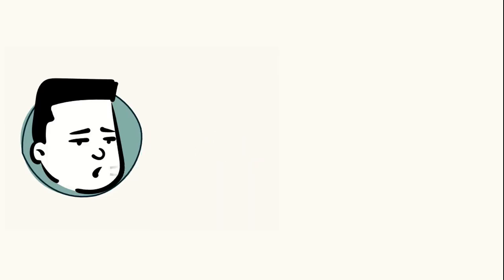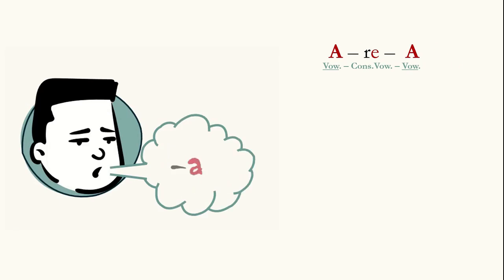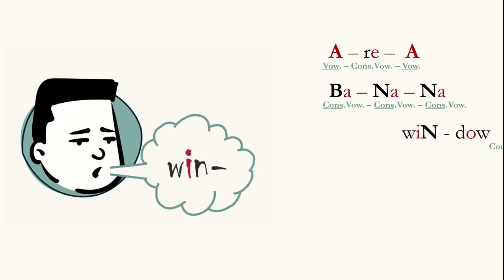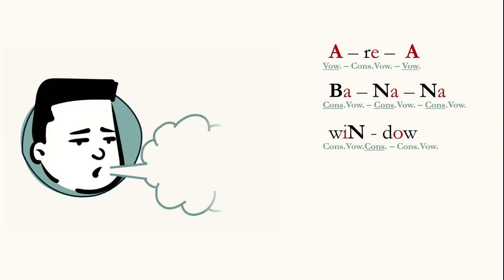A syllable can be just a vowel, like the first and last syllable in the word area, or it may have consonants before it, like in banana, or after it, like the first syllable in window. These consonants are optional. A syllable can exist with no consonants at all, made up of just one vowel.